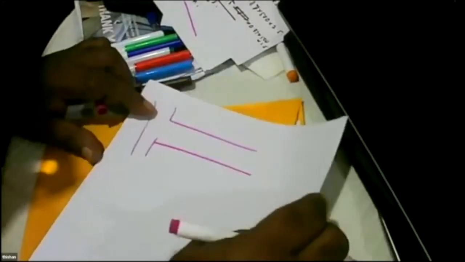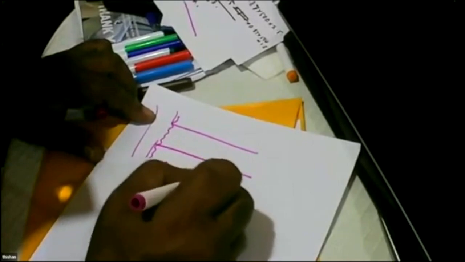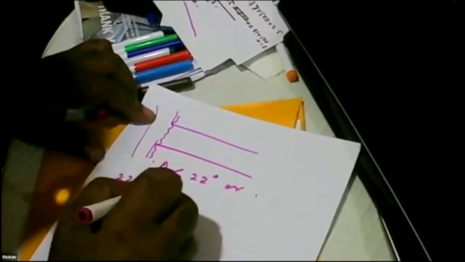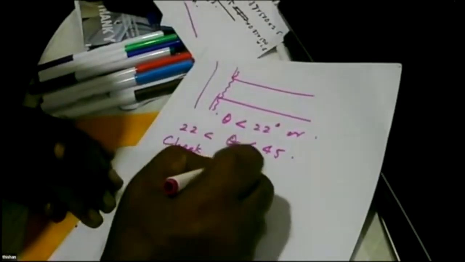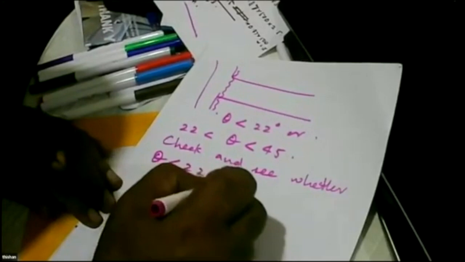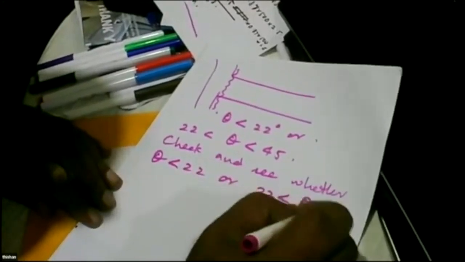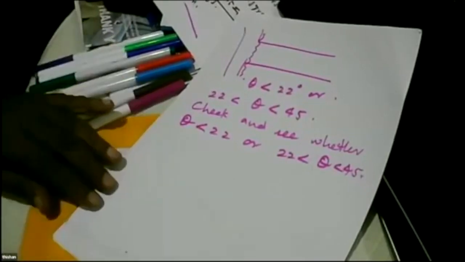It says, when the concrete fails in crushing at the face of the support, theta can be less than 22 degrees, or theta can be between 22 and 40. What it says is, check and see whether theta is less than 22 or between. How do you achieve that? How to do this check? For that we look at the code.